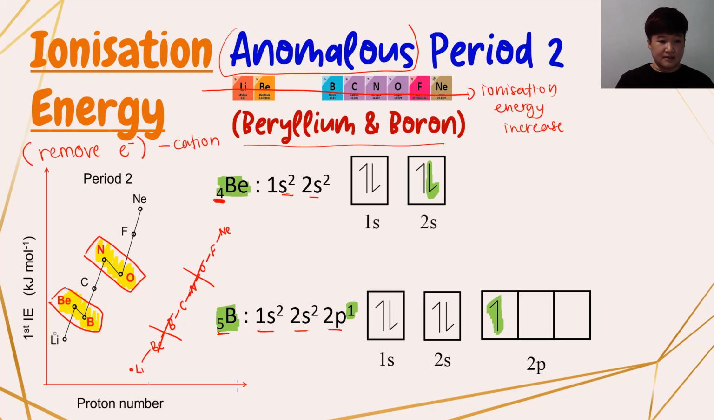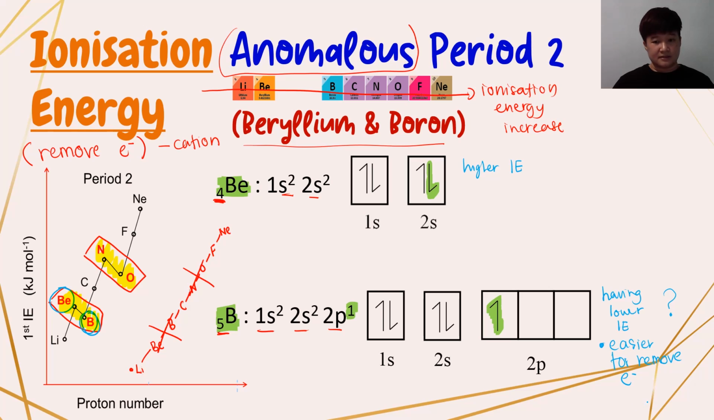What we see is beryllium having higher ionization energy. And from what we can see in the chart, boron, meanwhile, has lower ionization energy than beryllium. So the question is, why does boron have lower ionization energy? Lower ionization energy also means it's easier to remove this 2p electron.